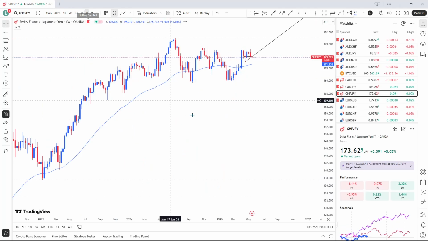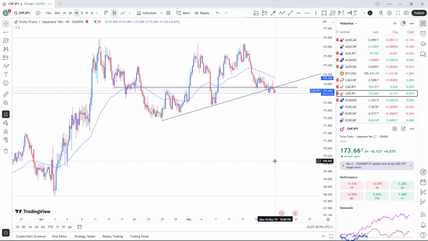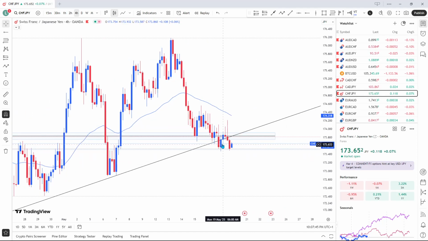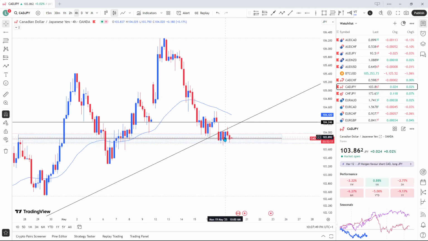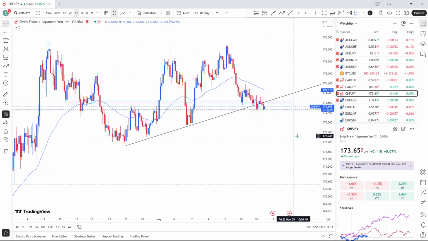CHF JPY. Let's have a little look. So we're above, possible buys. We're above, possible buys. We have broken past. However, oh, there you go. Look, perfect example. So we come past, tapped in, and then sell. Exactly the same with this. We need to come past, tap in, and then sell. Oh, it's a bit tricky, this one. I would consider just staying out of this one for now. Me personally.